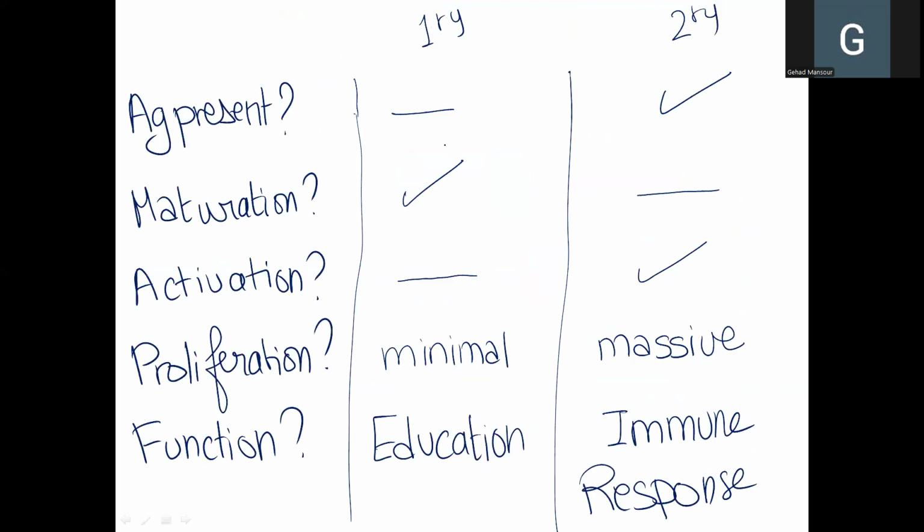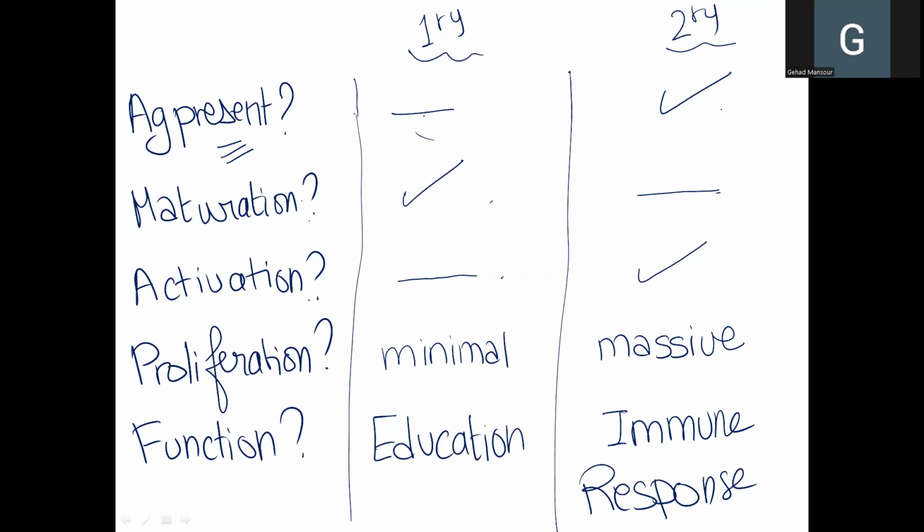The last table to discuss is between primary and secondary lymphatic organs. Is the antigen present in the primary? No, there is no exposure to the antigen. In the secondary organ, yes. Does maturation occur there? In the primary lymphatic organ, yes, it is the place and the time when maturation occurs. In the secondary, no, there is no time to wait for the cell to become mature. It is received mature.